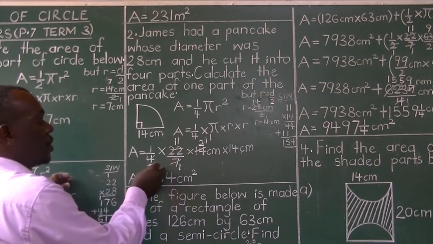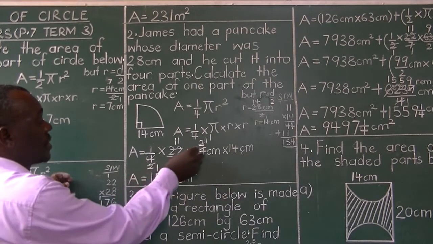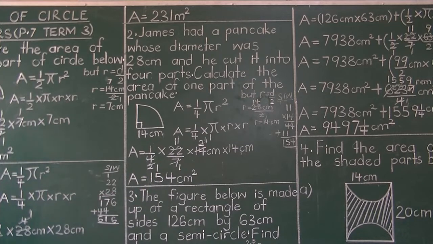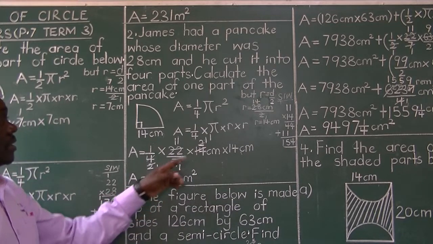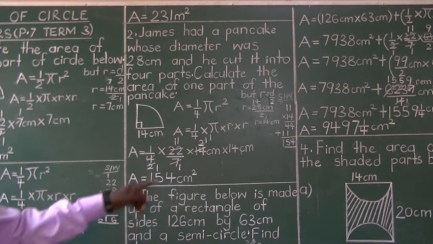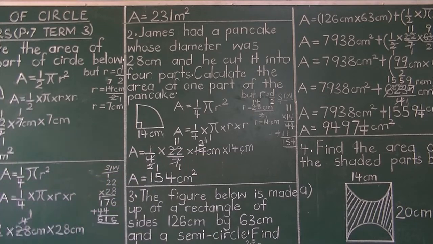So I've got a 2 and a 2, which are going to divide: 2 divided by 2 once, and 2 divided by 2 once. And in so doing, you will then continue multiplying. You have got 11 centimeters times 14 centimeters, which you must multiply in the vertical order.